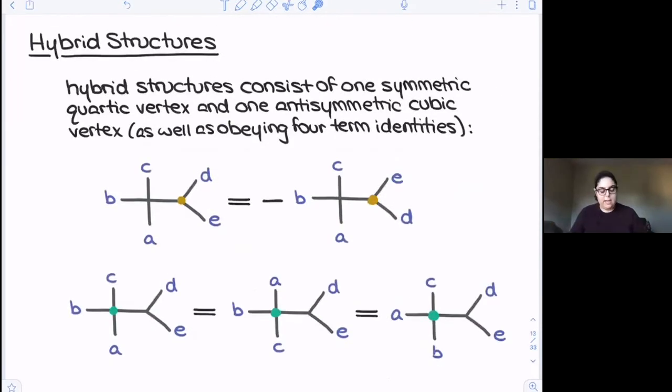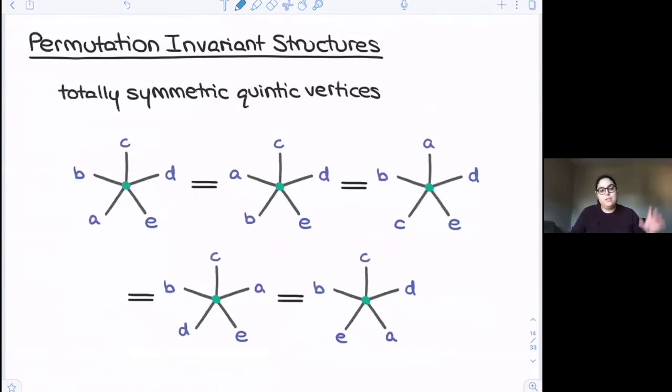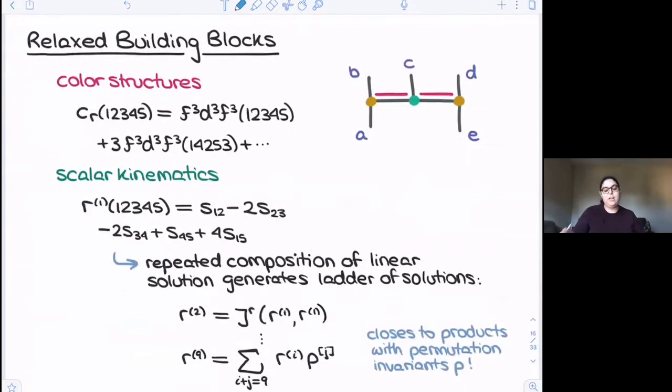Okay, next up we have a notion of hybrid structures. These have one cubic vertex that's anti-symmetric, one quartic vertex that's totally symmetric, and they also obey 4-term identities, the way you could maybe call Jacobi a 3-term identity. And these you can associate with the natural color factor D4F3. D4F3 does obey hybrid constraints. And finally, of course, you can have totally symmetric permutation invariant structures at 5 points, no surprise there. All right, so now it's time to think about both the color and scalar building blocks we have at 5 points for each algebraic structure.